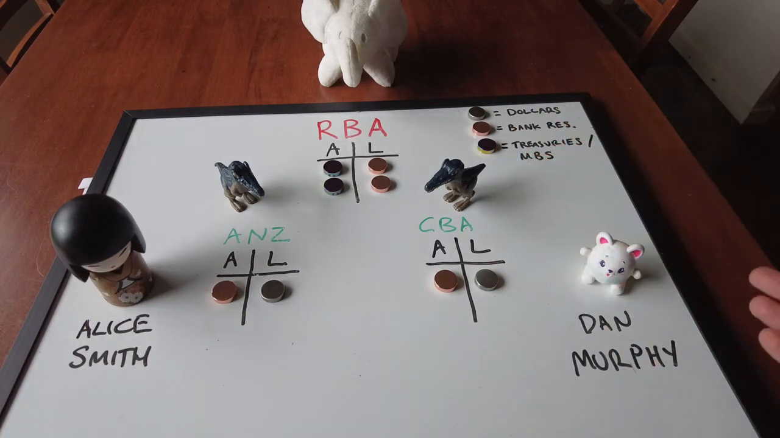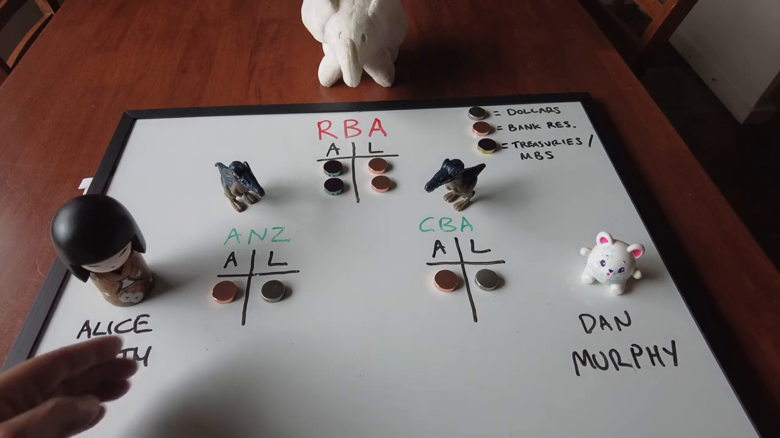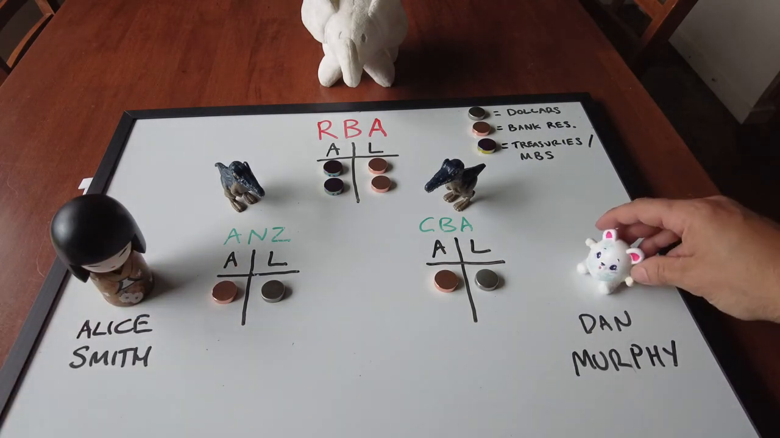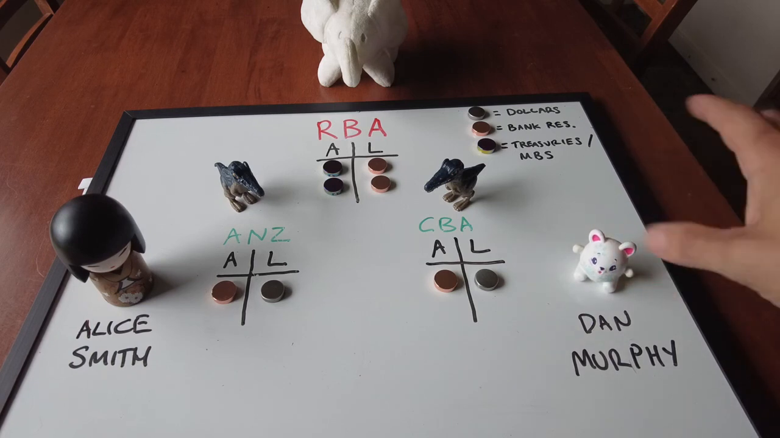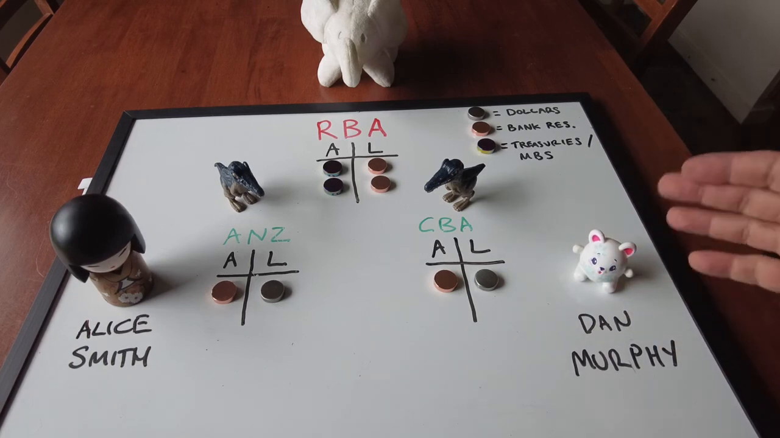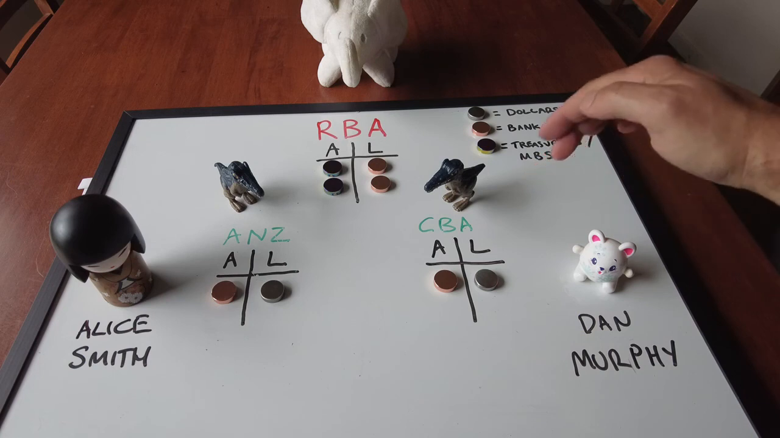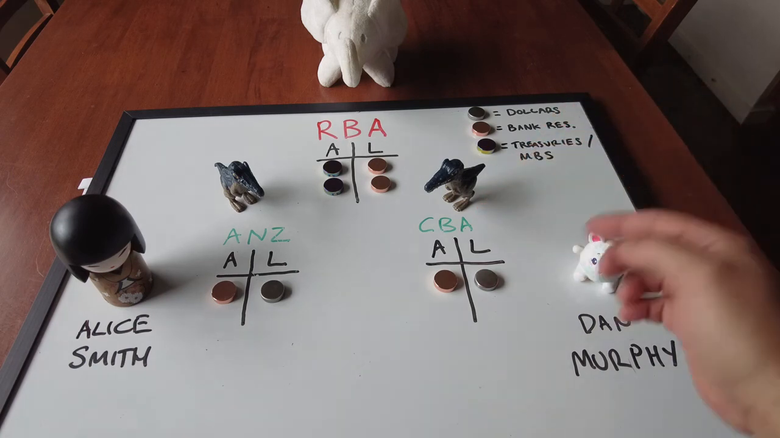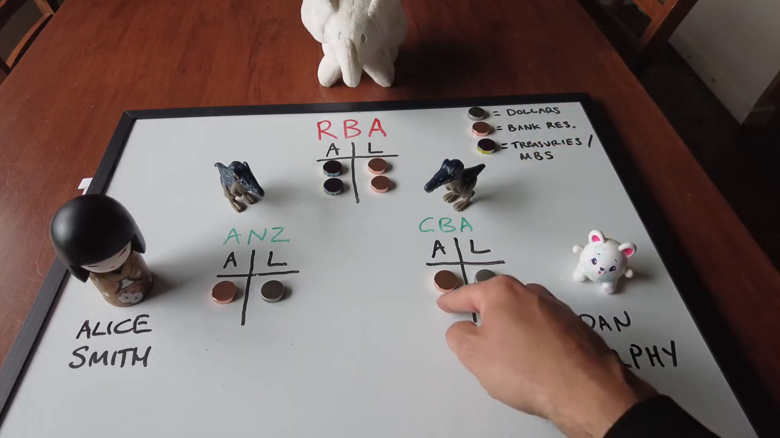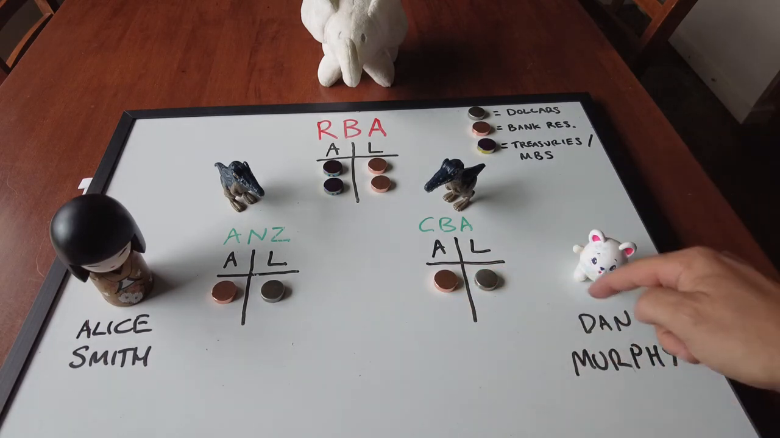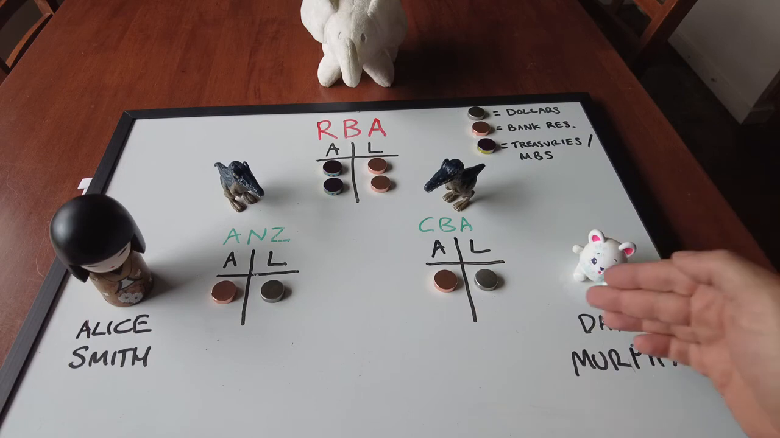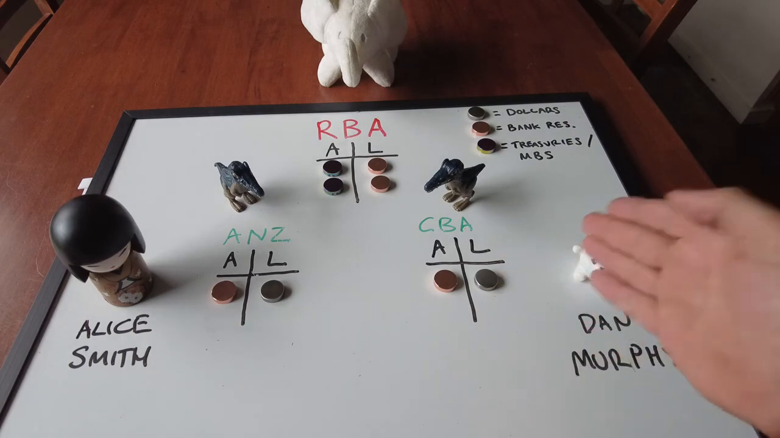The CBA is the same. So Alice is banking with the ANZ. Dan Murphy's is banking with the CBA in this example. I don't know if that's actually accurate. I don't know who Dan Murphy's is really banking with. Anyway, at the CBA side, they've also got assets, which are their bank reserves, and a liability, which is $1 that Dan Murphy's has deposited with that bank.